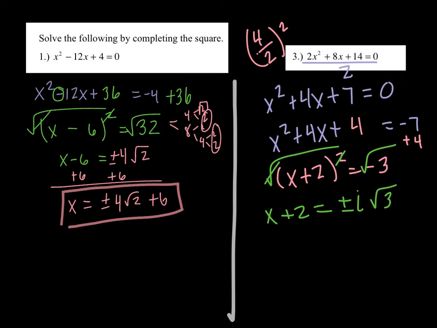If you want to make it 1i, you can. It doesn't matter. But then that last step is to subtract your 2. And remember, if you guys want to write it at the end, that's fine. So positive or negative i square root 3 minus 2.